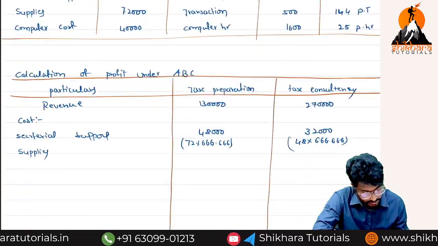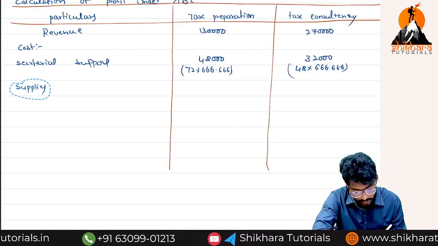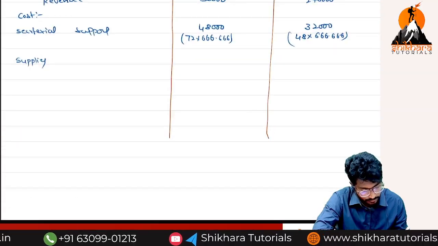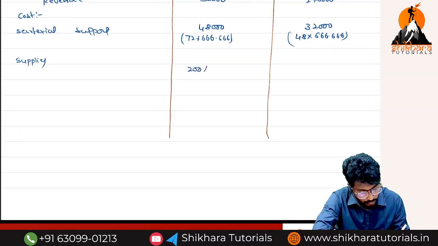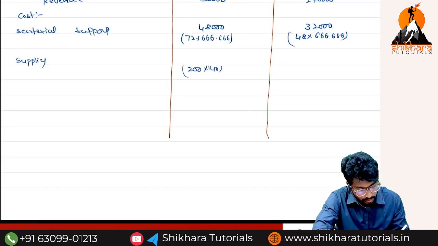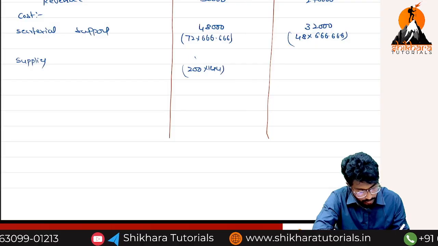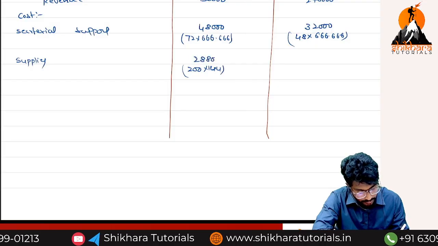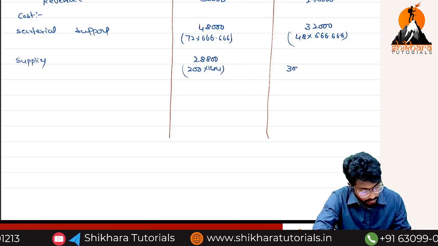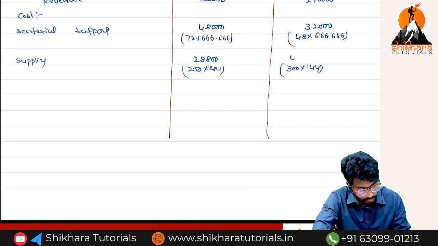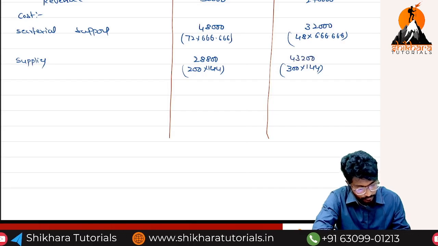Next, supplies. How much is it? 140 for transaction. How many transactions per tax preparation? 200. 200 into 144 is 28,800. 300 into 144 is 43,200.